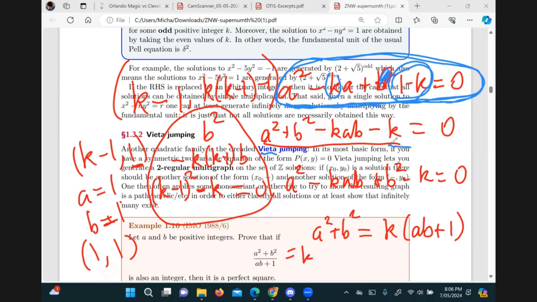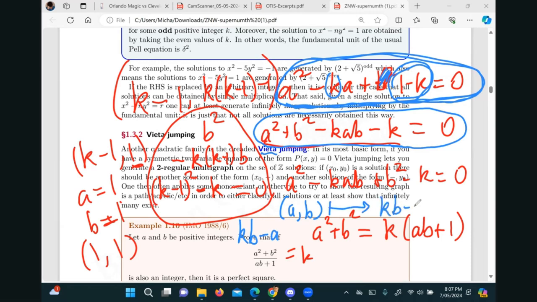So this equation is probably better if you don't want to worry about K depending on A and B. You want to jump to KB minus A. So you have solutions A, comma B, and you're saying you want to jump to the other solution. The sum of the roots is KB, and the root here is A. So it's KB minus A. So AB jumps to KB minus AB.